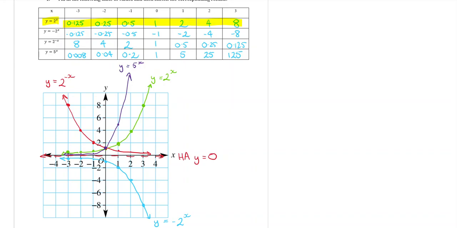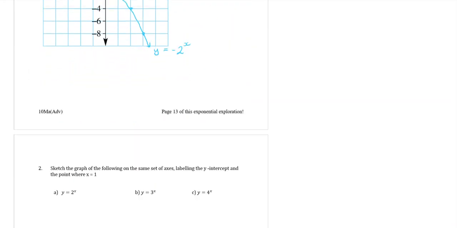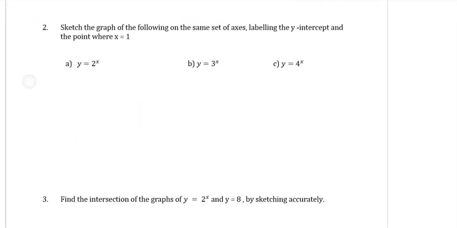Okay, moving on to question number 2. Sketch the graph of the following on the same set of axes, labeling the y-intercept and the point where x equals 1. So we want to do this without a table.